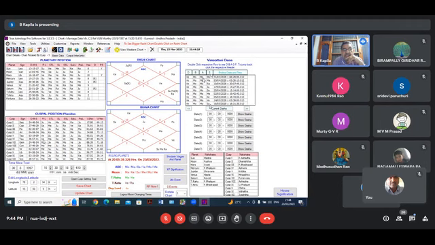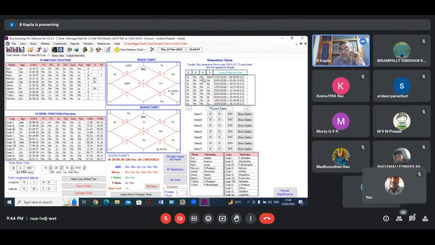Which are the seventh cuspal co-rulers? The seventh cuspal co-rulers are Jupiter, Mercury, Moon. Am I right? It means Jupiter, Mercury, Moon are three strong planets which can suitably act as Sukshma Lord and Prana Lord. Why am I saying this?